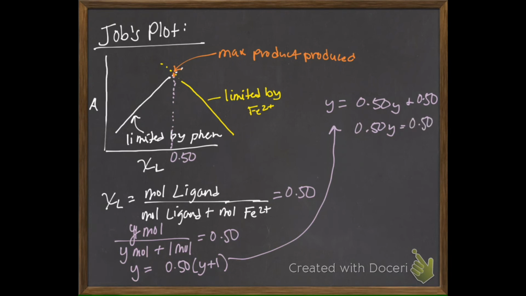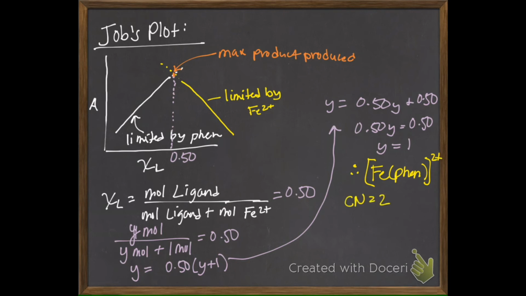Dividing each side by 0.50 tells us that y equals 1. Right, I have 1 mole of ligand divided by 1 mole of ligand plus 1 mole of iron, 1/2. So 1 divided by 2, 1/2. So what we can say is that the formula of our complex ion for this example would be iron with 1 phenanthrene, and it has the 2+ charge. And we could say then that the coordination number equals 2.